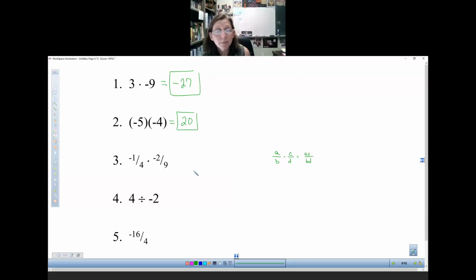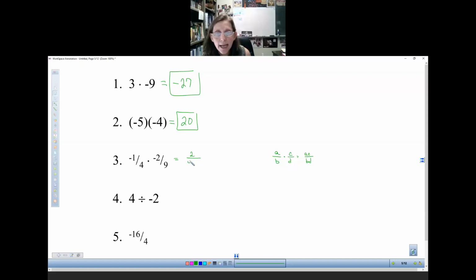Some of you love to simplify beforehand. Some of you don't like to simplify beforehand. So it's really kind of up to you. Big thing here is the negative times a negative is going to be a positive. 2 times 1 is going to be 2 in the numerator.